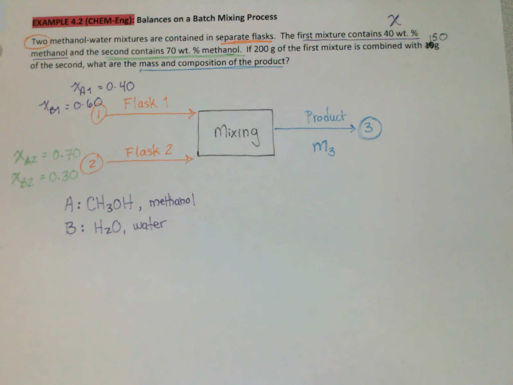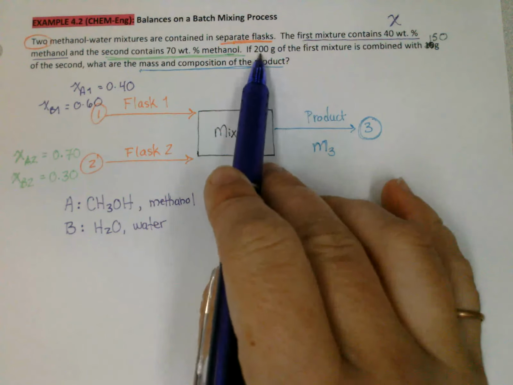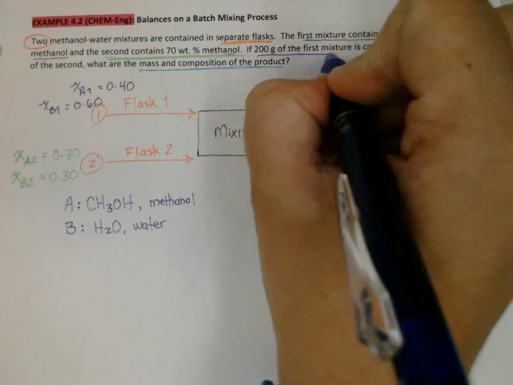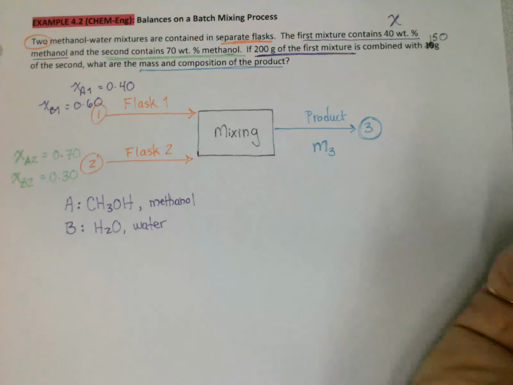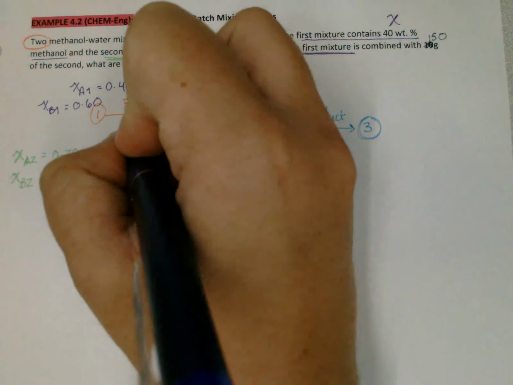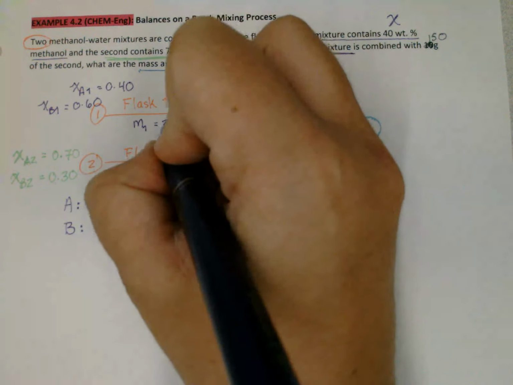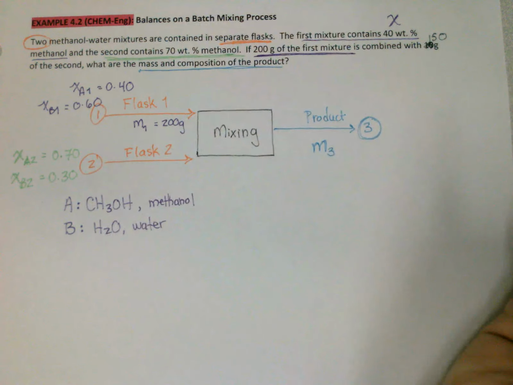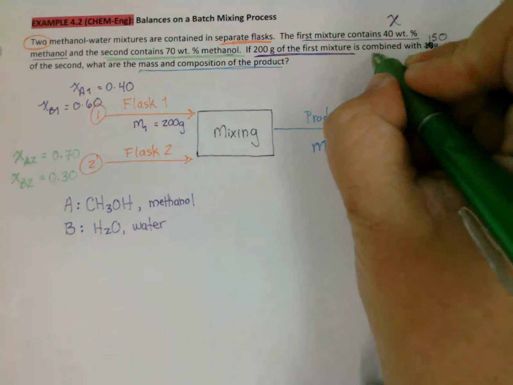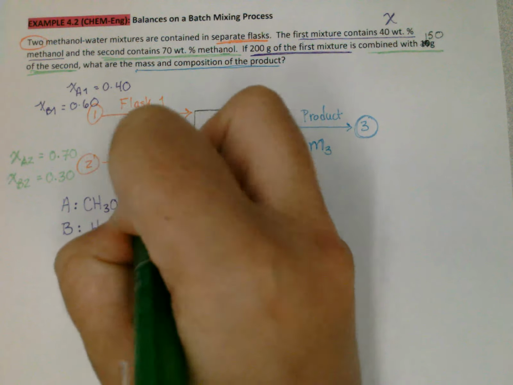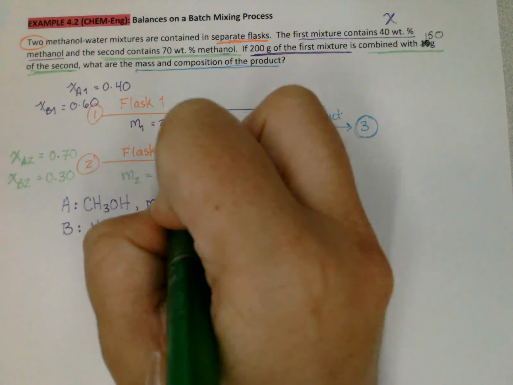Now let's also take a look at this next sentence. We also have 200 grams of the first mixture. Here we go. That is going to tell us that M1 going into the system equals 200 grams. By the same logic, if we combine M1 with 150 grams of the second, that means M2 must be 150 grams.